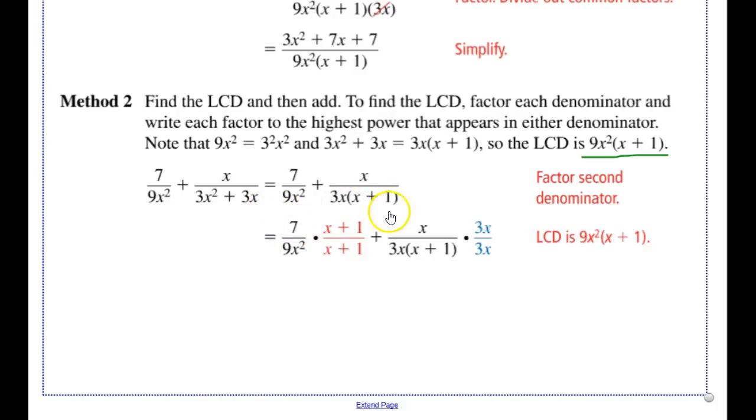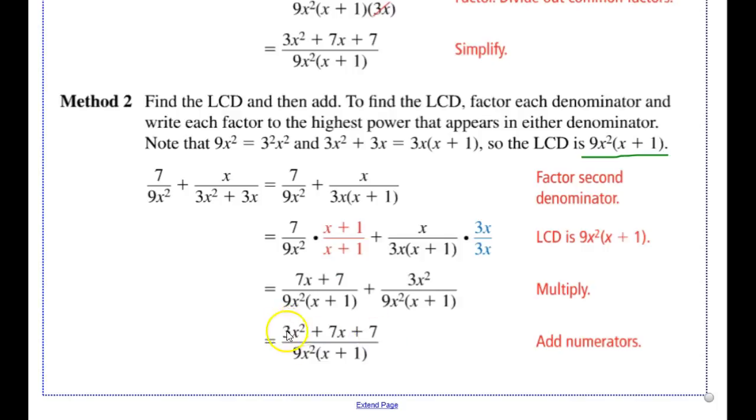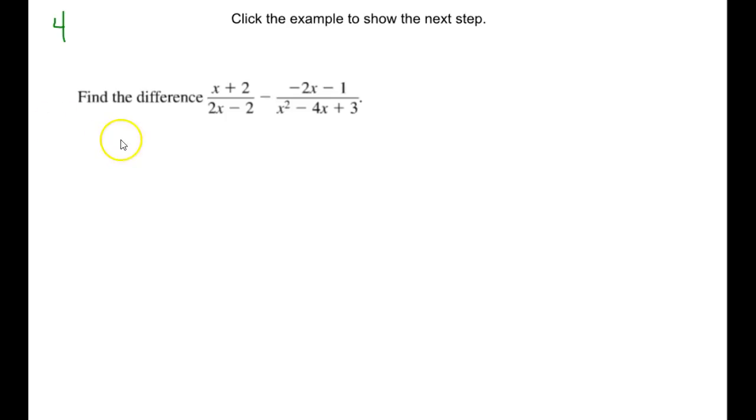Okay, so I've written it in factored form. Now I have to figure out what I'm multiplying by. This first fraction already has the 9x squared part of my denominator, so the only thing that's missing is this x plus 1. That's what I multiply both the numerator and the denominator by. For the second fraction, I see that the only thing missing is this 3x, so I multiply by 3x over 3x. Then I just multiply through and I simplify. Now I'm going to add my numerators, and I don't have anything to factor out or simplify from there. So now let's find the difference here.